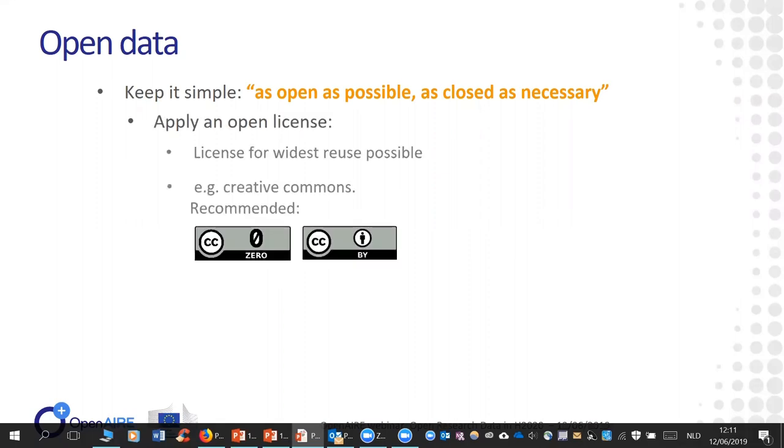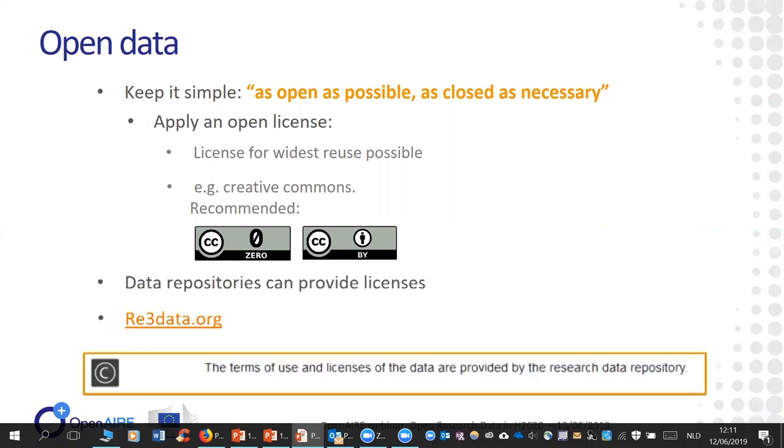Apply an open license. Again, a repository can often help you with that. Which license to use? Well, the license for the widest reuse possible. Also keep in mind that facts are not copyrighted. So if you measure the amount of rain that falls every day, that's not automatically copyrighted, because it's a fact. So data repositories can provide licenses. re3data indicates if the data repository can provide a license.